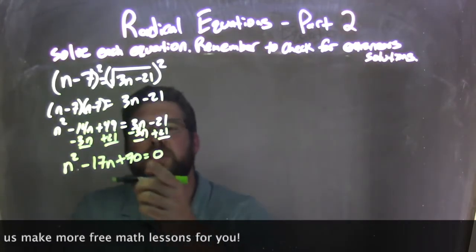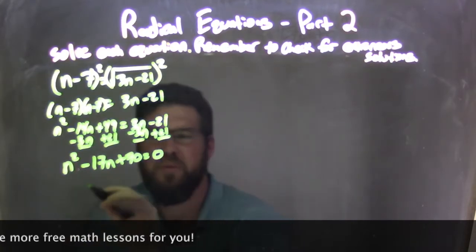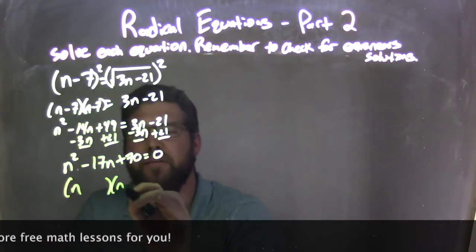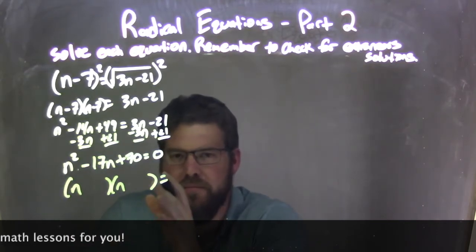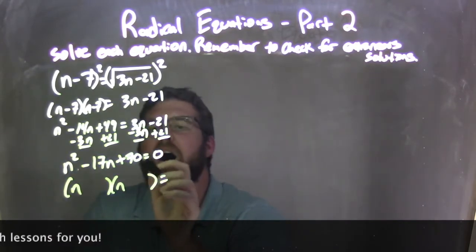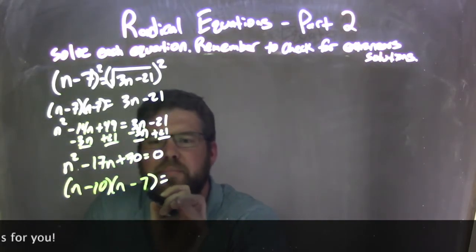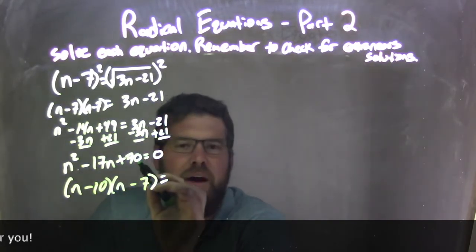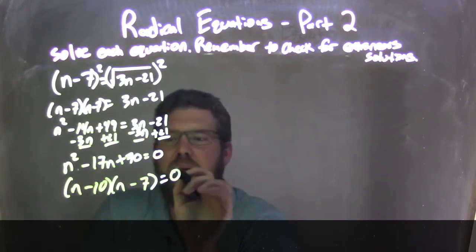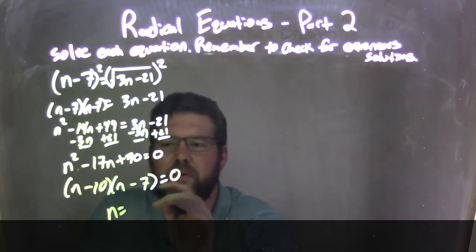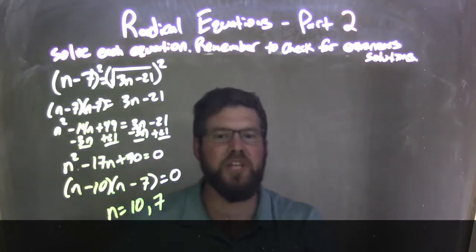Now I need to think what two numbers multiply to be 70 but add to be negative 17. Should be pretty simple, right? Can you think about it while I'm writing here? Take your time, pause, see if you can do it. I'm thinking negative 10 and negative 7. Negative 10 times negative 7 is a positive 70. Negative 10 plus negative 7 is negative 17. So our two solutions, when we set both equal to 0, are 10 and 7. So let's go check these two.